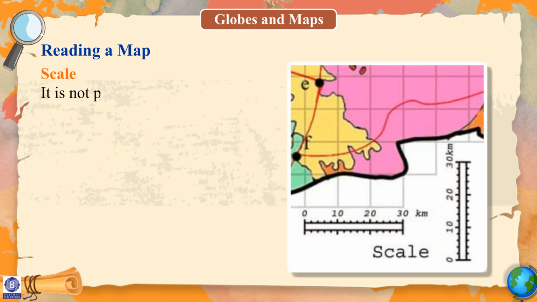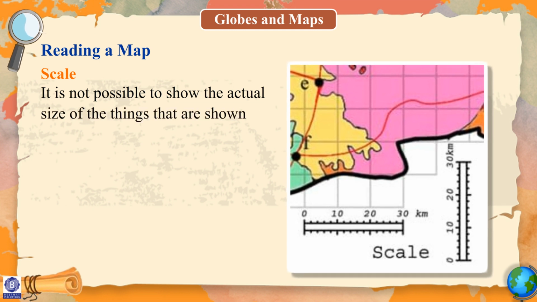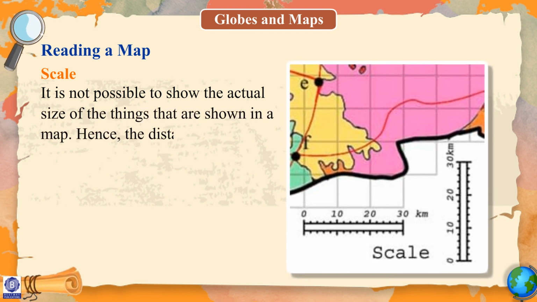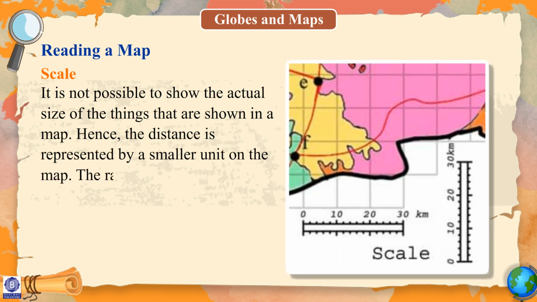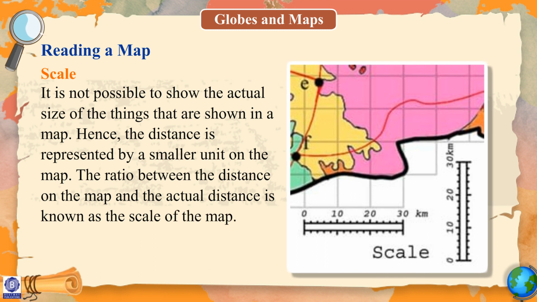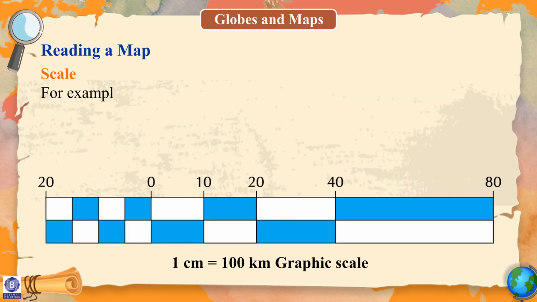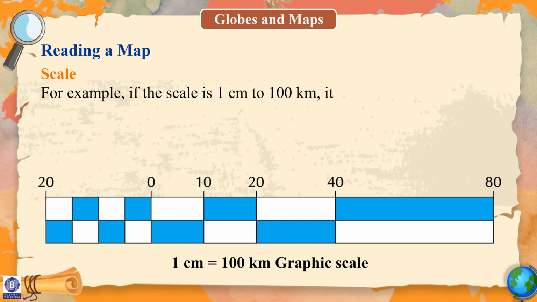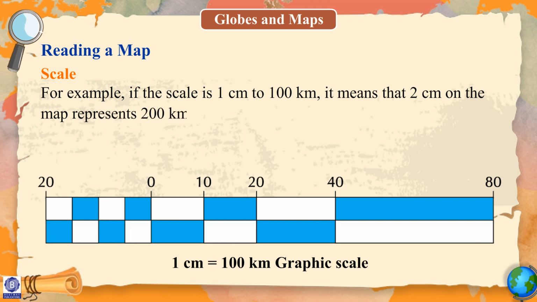Scale. It is not possible to show the actual size of the things that are shown in a map. Hence, the distance is represented by a smaller unit on the map. The ratio between the distance on the map and the actual distance is known as the scale of the map. For example, if the scale is 1 centimeter to 100 kilometers, it means that 2 centimeters on the map represents 200 kilometers of distance on land.